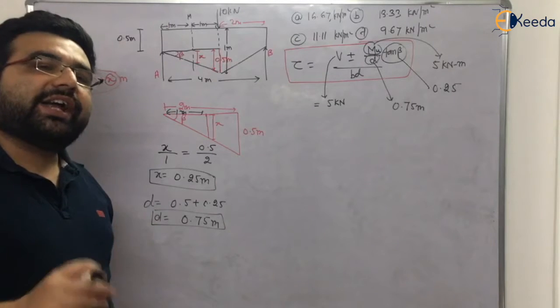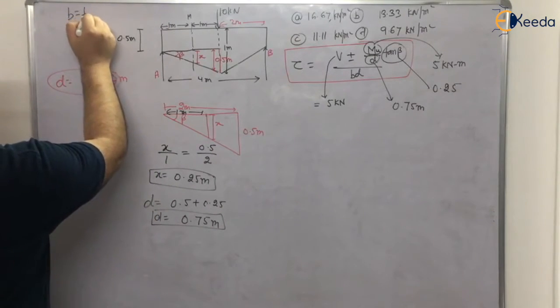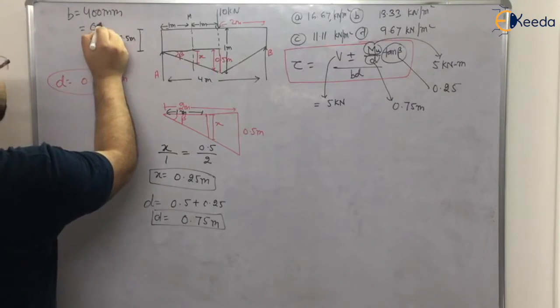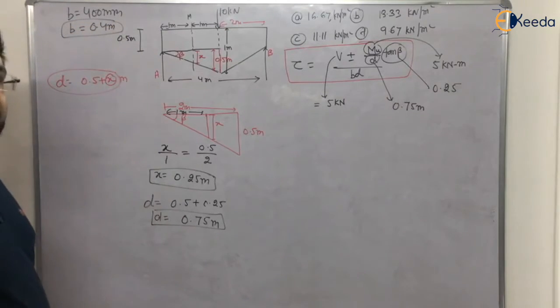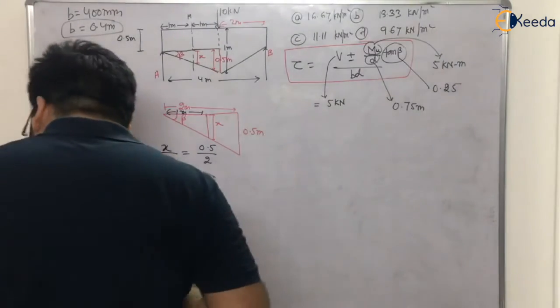Now the question is a cakewalk because b is given to us. How much was b? It was 400 mm, given in the question, or you can say 0.4 meters. Now what is the thing? You just apply the formula. Let us apply the formula.